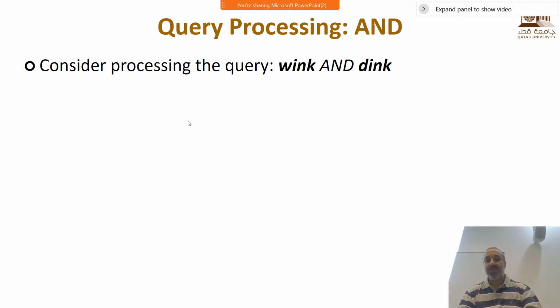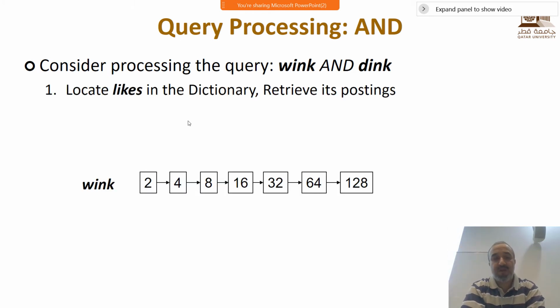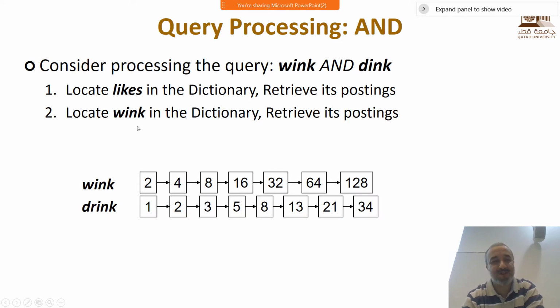If everything now fits in memory, then we have in memory the posting list for all words, so we can just get from the index the posting list for these two words. Of course, there is a mismatch here, so it should be wink, not likes, and drink, not wink. Anyway, we will get the posting list for these two. So this is wink, and this is drink.